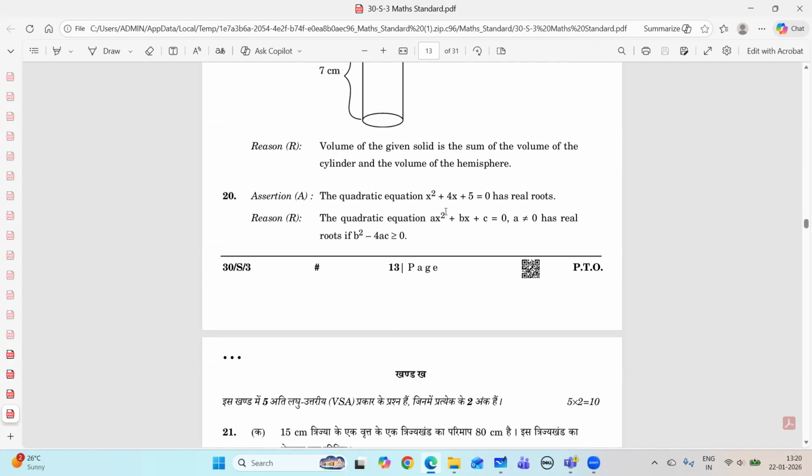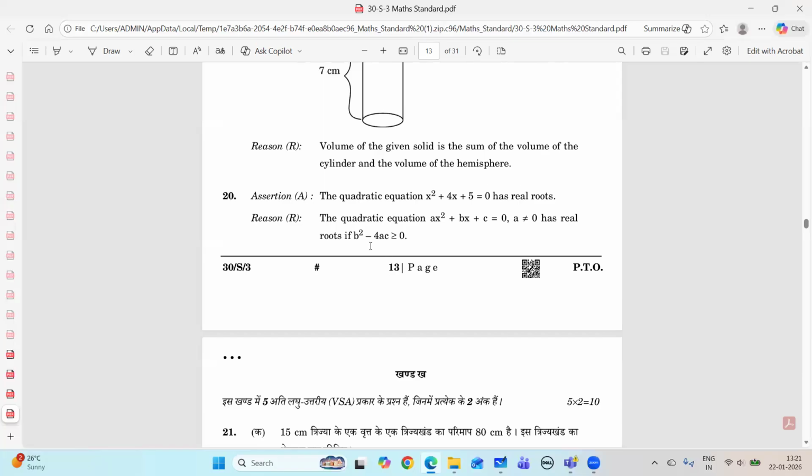So what is b square minus 4ac? It is 4 square minus 4 into a, which is 1, into c, which is 5. So 16 minus 20 is minus 4. Minus 4 is less than 0. It is violating the condition, hence it cannot have real roots. So the assertion is false.